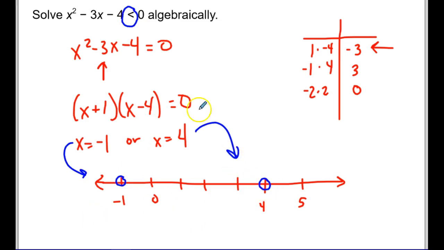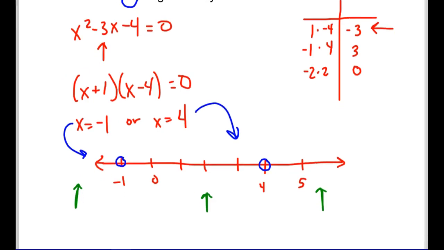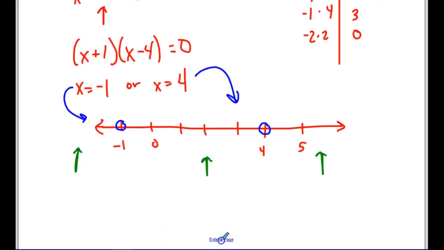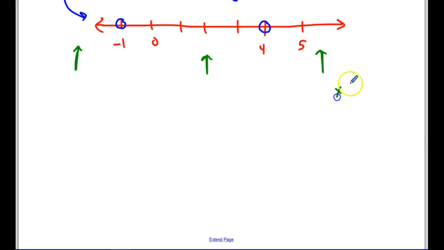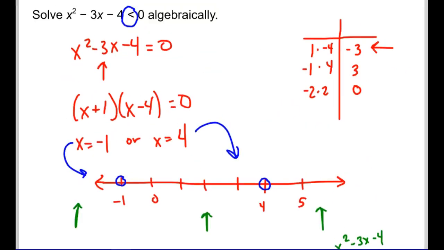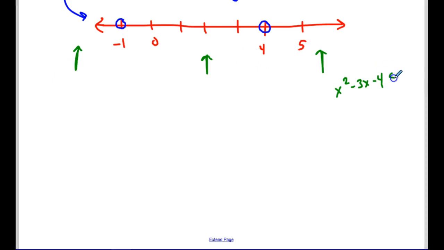So now that I have this picked out, I have to test 3 different points. I test a point that's down here, a point here in the middle, and a point here on the end. Let's go ahead and test a -2. Let me just scroll down a little bit. I'm just going to rewrite our equation, x squared minus 3x minus 4, and we're looking for that to be less than 0. So let's test -2 for this first chunk.